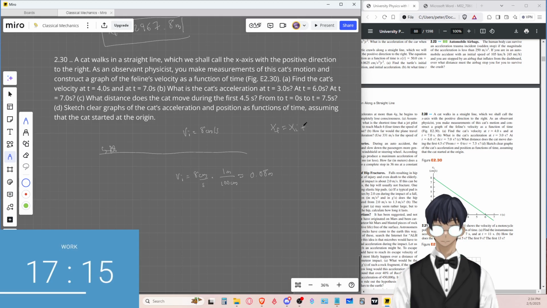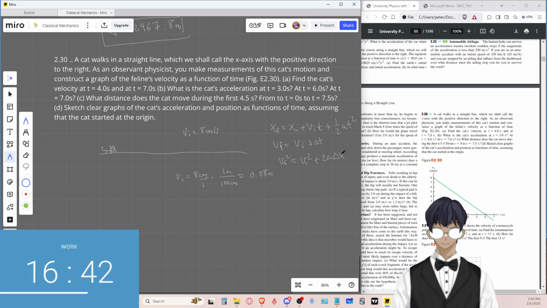So, oops, that is very messy. Just put a little tail there. Half acceleration, and then final velocity. Oops, that's initial. Final velocity equals initial velocity plus acceleration times time, and then final velocity squared equals initial velocity squared plus 2 acceleration times displacement. Okay.